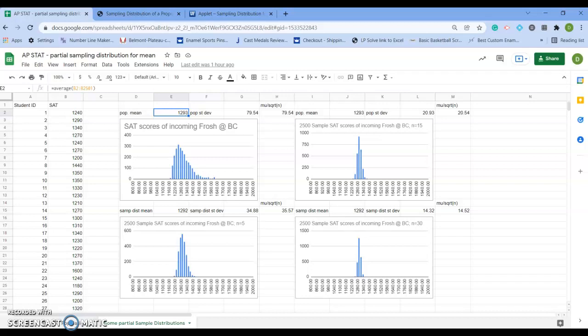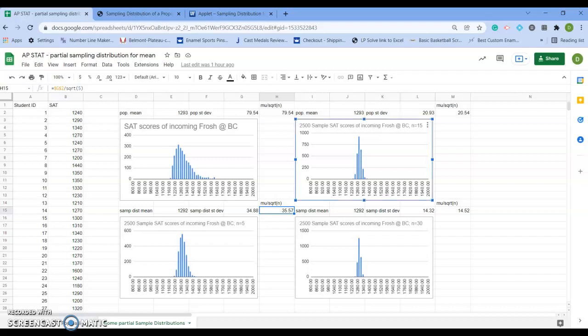The standard deviation of this sampling distribution has gone down a lot. We've pinched the ends in a little bit. It's decreased to 34.88, pretty darn close to the standard deviation of the population divided by the square root of 5. So even though we don't have the full sampling distribution, we're seeing that as sample size increases, the standard deviation of the sampling distribution decreases.